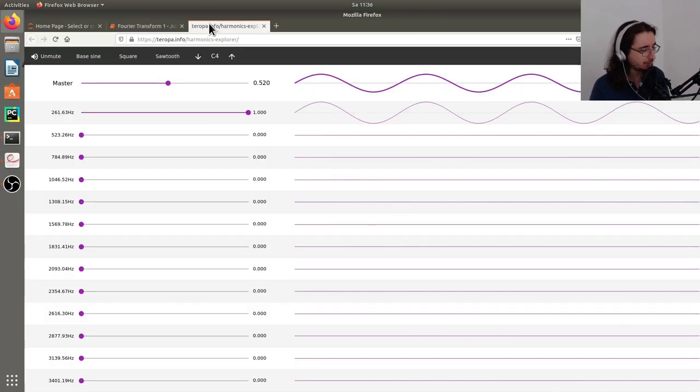I found this very cool website where you can try out additive synthesis. Here you have a bunch of different frequencies. Here, this is C4, so 261 hertz. Then we have 523 hertz, which is C5. C4 is the fundamental frequency of our sound, and then you go up. So basically here you have all the overtones of this C4 fundamental frequency.